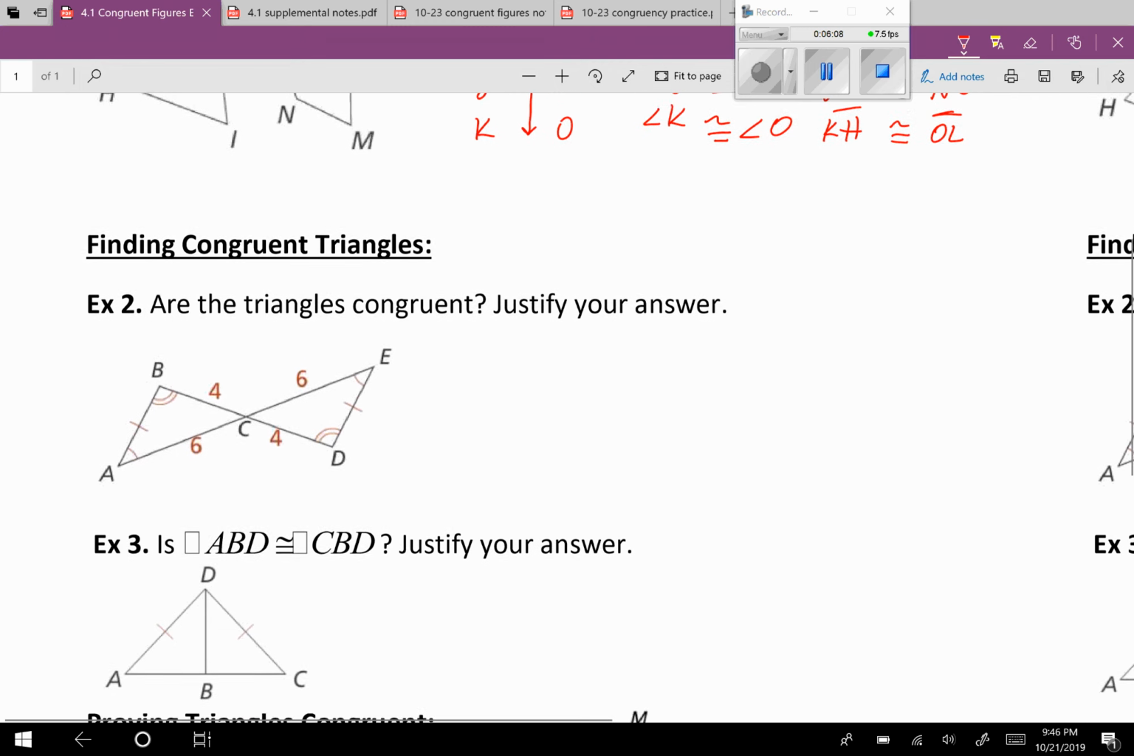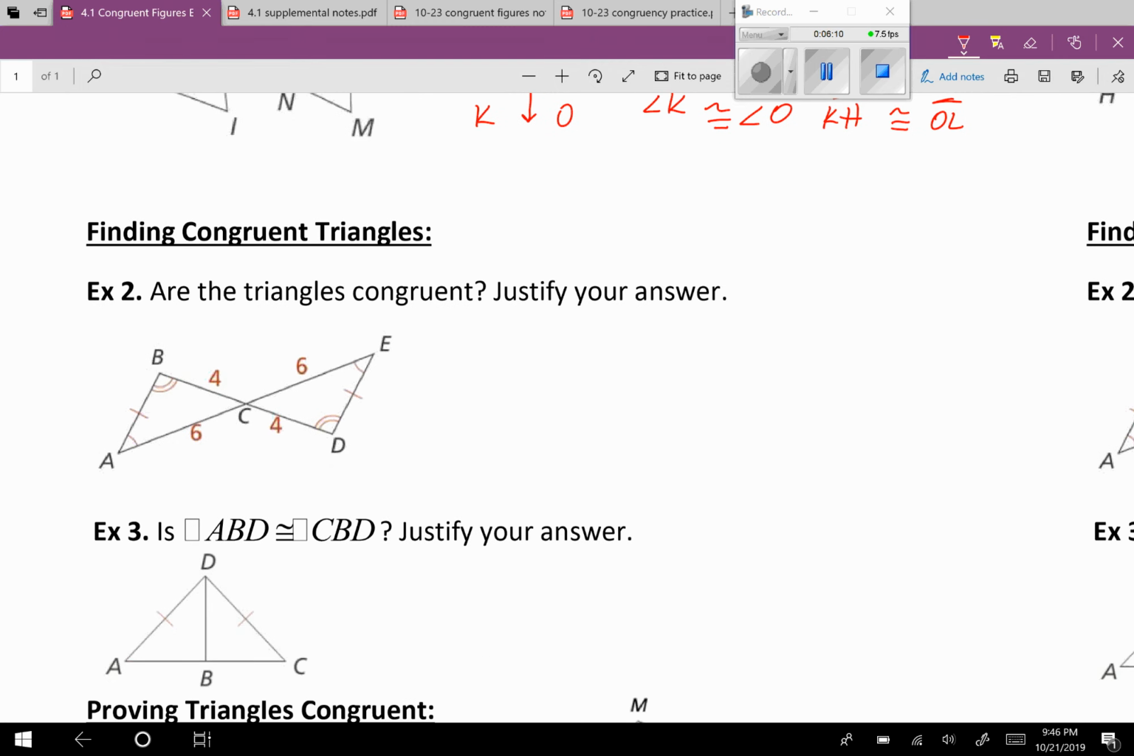Okay, finding congruent triangles. Are the triangles congruent? If they're going to be congruent, they have to have three congruent corresponding sides and three congruent corresponding angles. So you have to match here. First thing we have to note, we've got a pair of vertical angles here, so these are going to be congruent to each other. And I'm putting three arcs there.